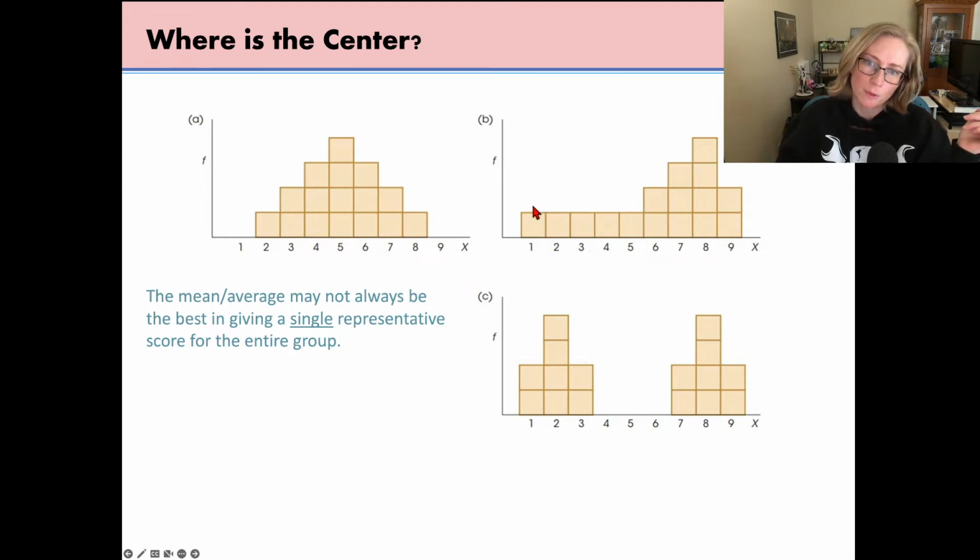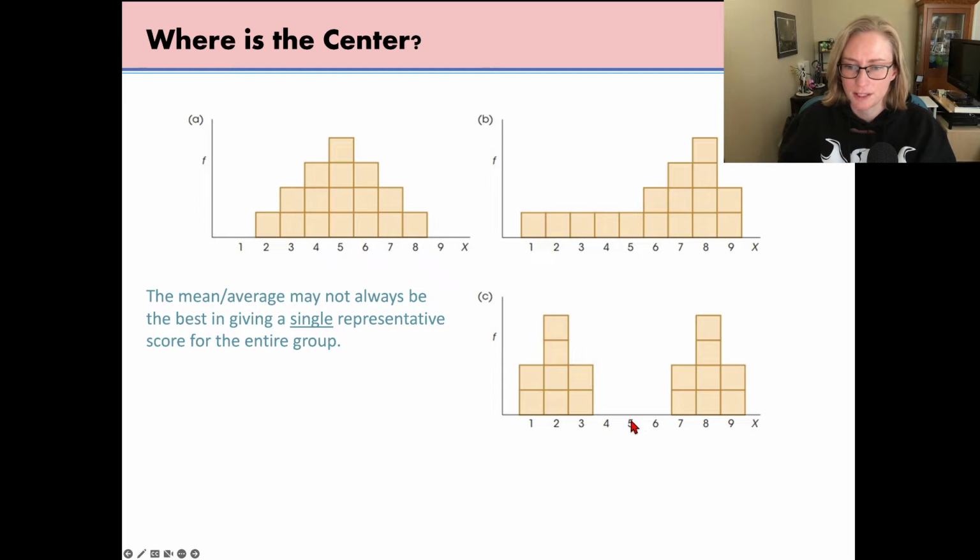Or you're like, well, the range goes all the way down to 1, so I need to represent the entire range, right? So maybe it's somewhere down here. And on this one, the central score would not even be a score. It's between these two distributions. And you can't put it over here because then you'd be neglecting these guys.